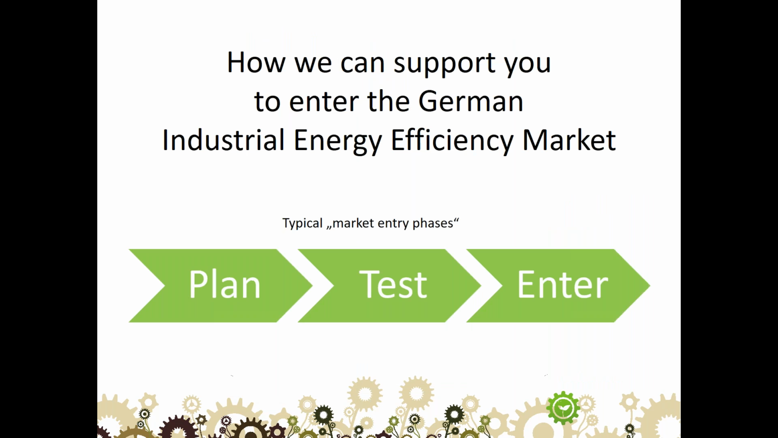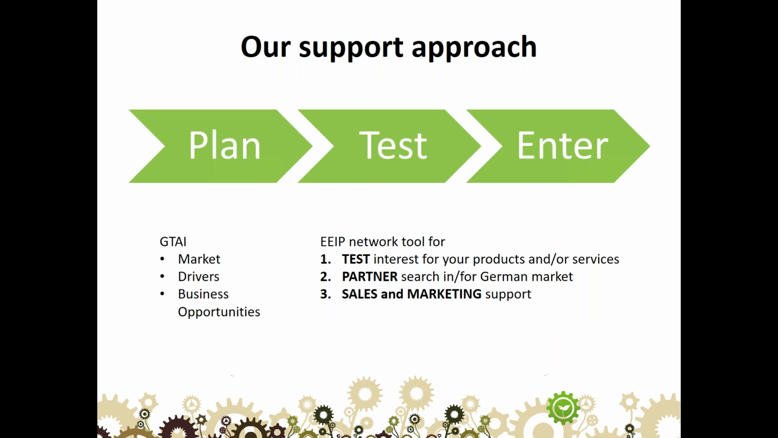And this now brings me to the second part. How can we as EEIP support you to enter the German market? Well, we do see 3 typical market entry phases: a planning phase, a test phase, and the enter phase. And Rob has already shown you many significant reasons why the German market is attractive. Just think of the high energy prices or the various incentive programs, which all leads to high demand in the market and obviously requires supply. And EEIP can support you here, especially in the phases 2 and 3, the test and the enter phase.